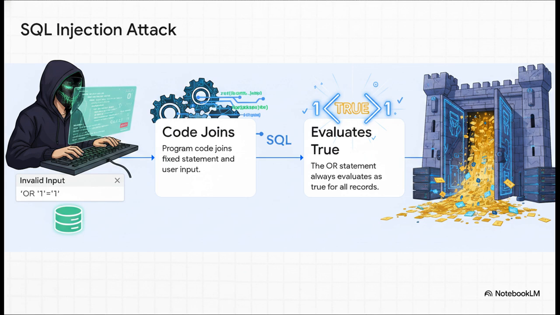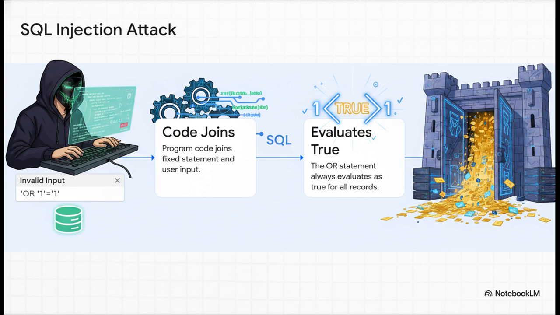Step 1. Instead of typing a normal customer ID, like JQ351, a hacker types in a clever string of characters, something like quote or, quote 1, quote equals, quote 1. Step 2. The poorly designed program blindly joins this weird input with its fixed SQL code. Step 3. This creates a statement asking the database to find the ID of nothing or where 1 equals 1. Well, because 1 always equals 1, the statement evaluates as true for every single record in that table.